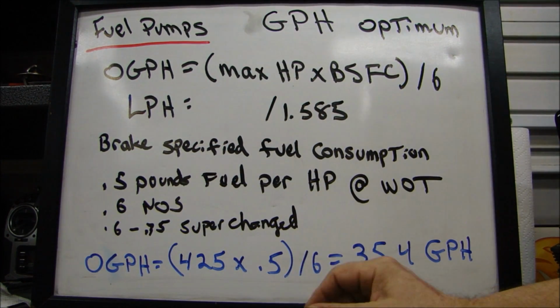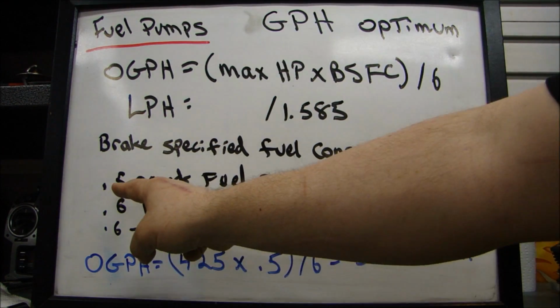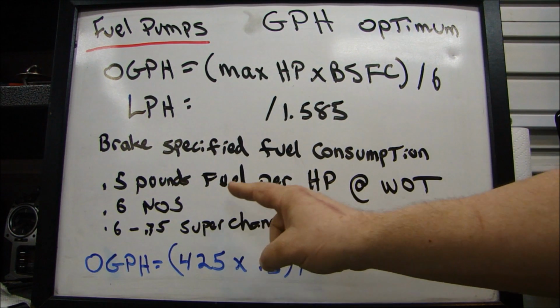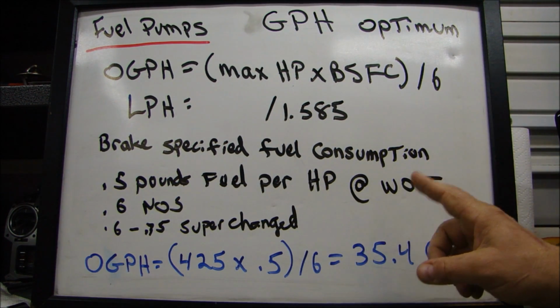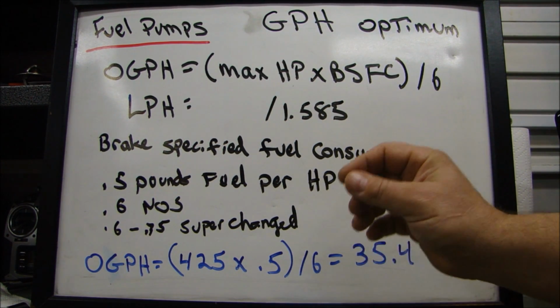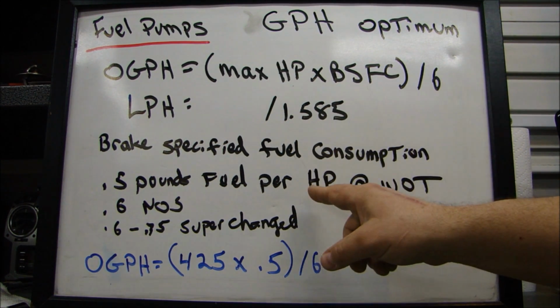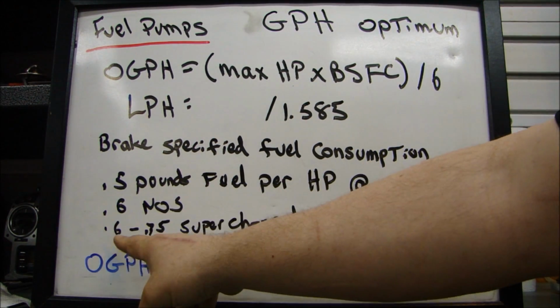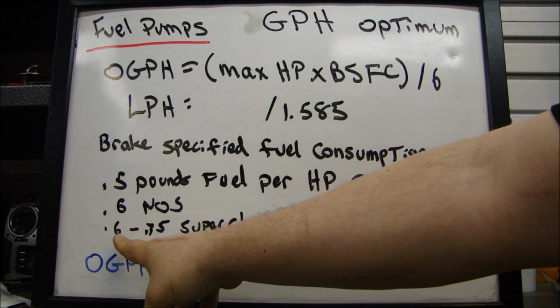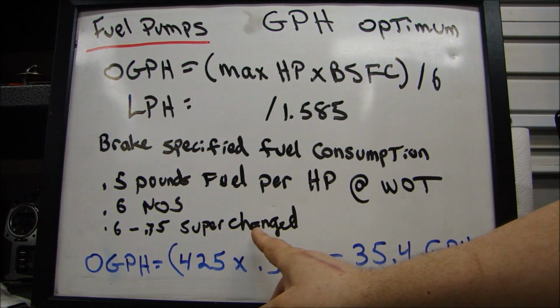And for a naturally aspirated engine with a carburetor, you need 0.5 pounds of fuel per hour, I'm sorry, per horsepower at wide open throttle. If you have nitrous oxide, it's 0.6. If you have a supercharger, it's going to be 0.6 to 0.75 for a supercharged engine.